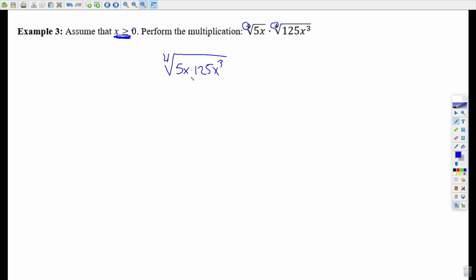Okay, so I'm going to work in here, put this stuff together, and then we'll deal with the 4th root. So this is the 4th root of, we have 5 times 125. That would happen to be 625. And then we have x to the 1st times x to the 3rd. This is when you would add the exponents to get 4. So I'm going to do this a little bit differently here. Now we're going to split this apart into the 4th root of 625 times the 4th root of x to the 4th. So we kind of combined them first, and now I'm splitting them back apart after we were able to actually put the numbers and the variables together.